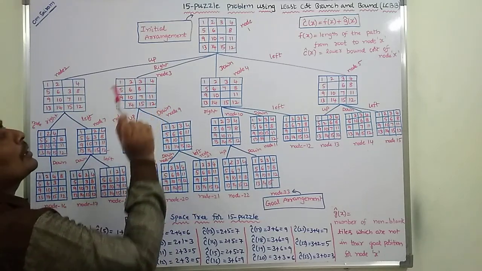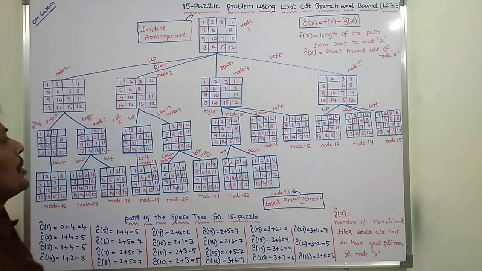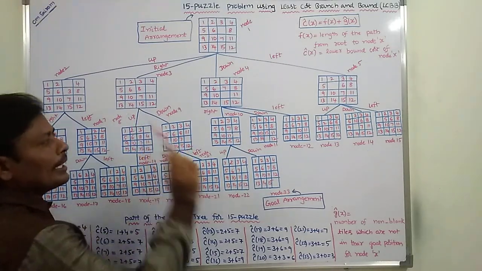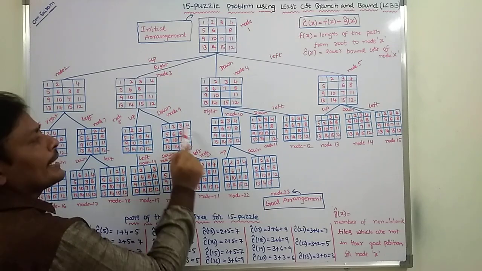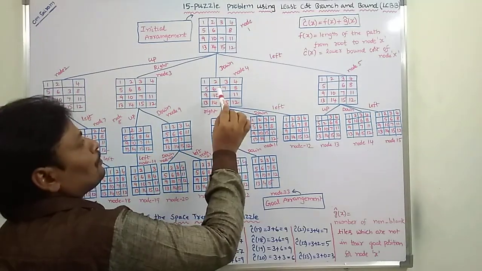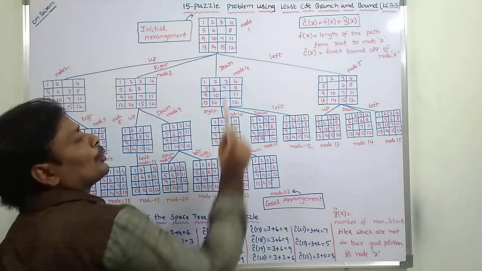11th tile can be moved to the empty tile position. So this is the outcome we are getting. So this is node 9. Okay, next one. So now consider node 4.